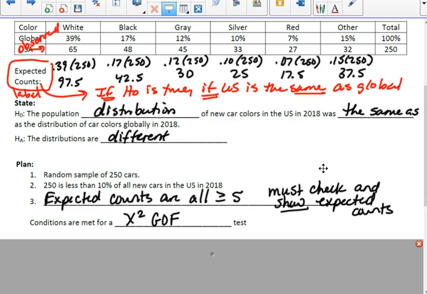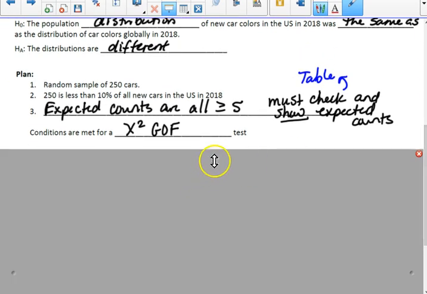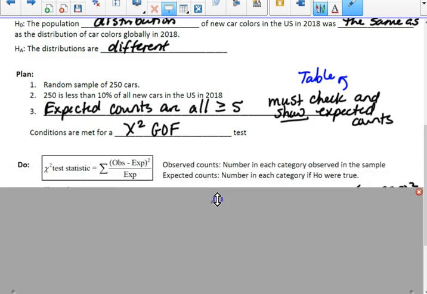Just as far as showing work on this, you must check and show the expected counts. Make sure you label them as expected counts so it's clear that they are the expected counts. It's often good to put them in table form. So that would be very good to put white, black, gray, silver, red, other, and then expected counts, and then list the values.